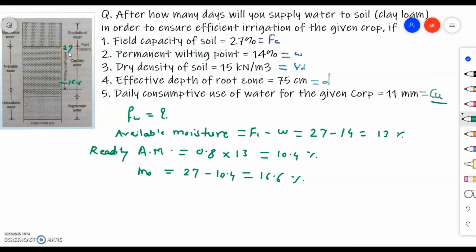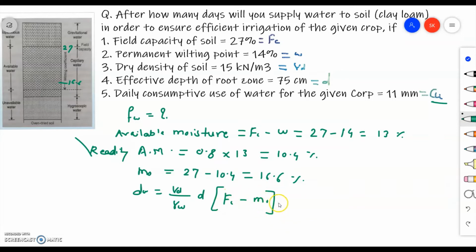So now we can find out the depth of the water stored in the root zone. That we can find out very easily, and we can denote it as dw. Suppose dw is equal to... we will write the formula first: gamma d by gamma w into d, that is the root zone depth, in bracket FC, that is field capacity, minus m0.